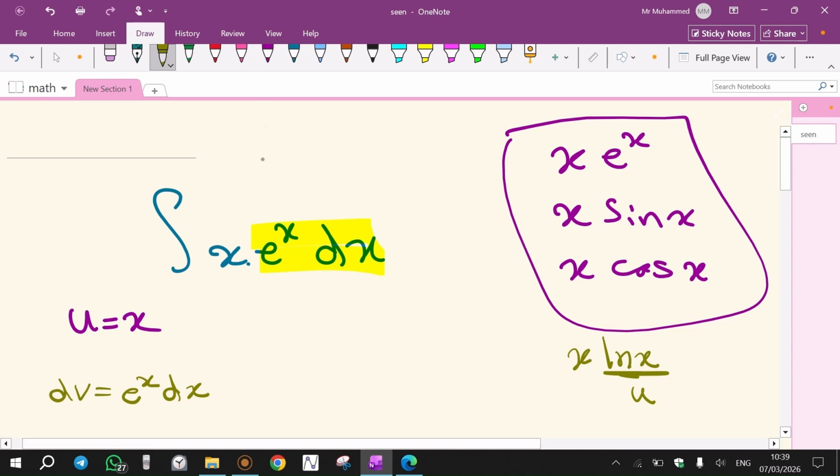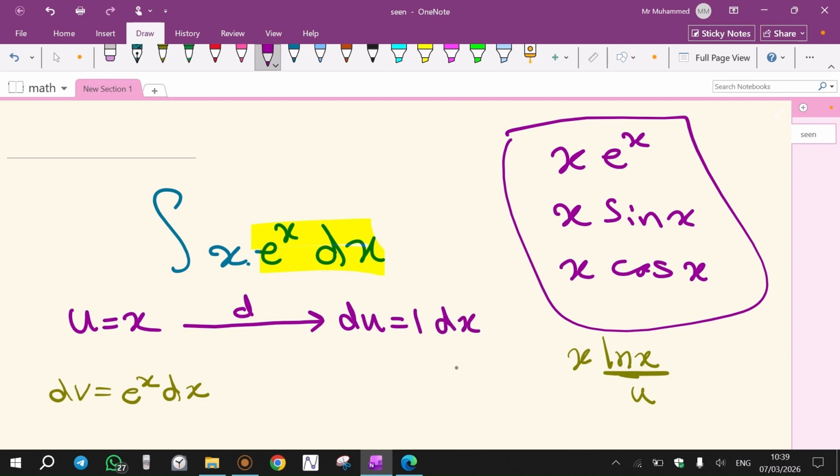Whenever you write u, immediately write du. By taking the derivative of u, du is going to be, the derivative of x is 1, and we write dx. This dv is already a derivative, so we should do the integral to find v. V is the integral of e^x, and you know e^x is a very good function. Its derivative and its integral never change. That's e^x. Now we have u, du, dv, v.